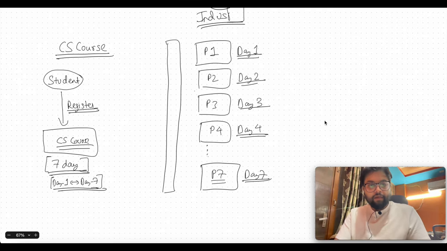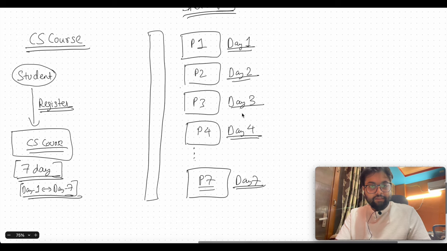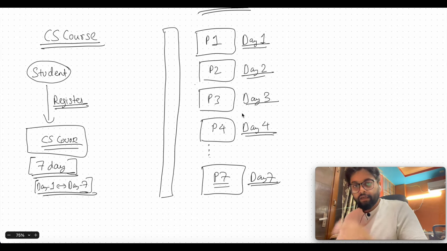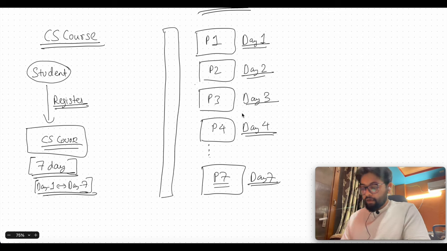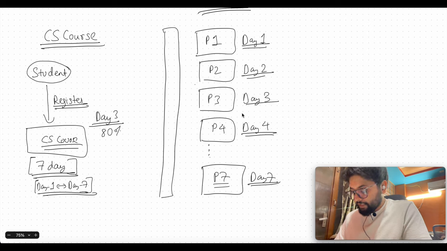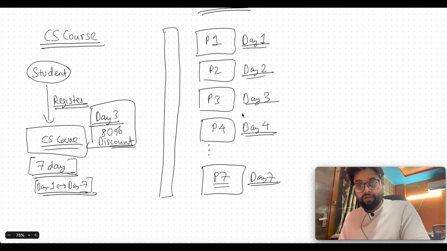We are trying to get the students registered within this particular period, and we have 7 partitions handling the registration on each and every day. Now what happened is that the CS course instructor says that on day 3, whoever registers will get an 80% discount on the course price. So now what happens is that people are going crazy. The students are going crazy.